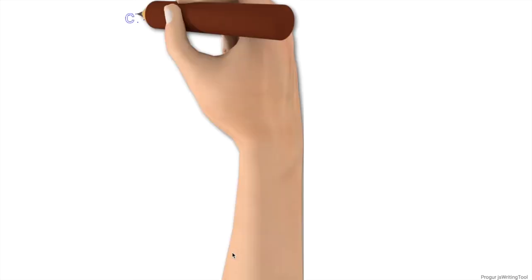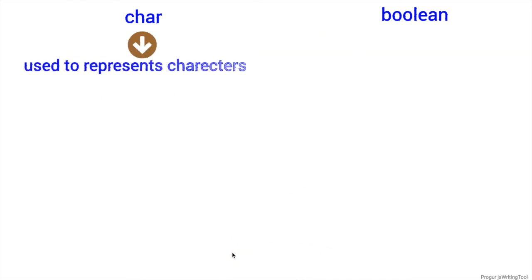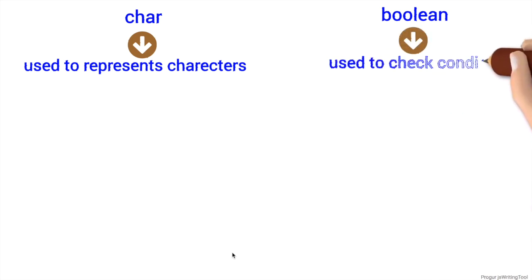We have another data type in Java called char, and the last data type that we need to discuss is called boolean. This char is used to represent characters in Java, and this boolean is used to represent check conditions. Now let's get back to this char data type. So when are we going to use this?